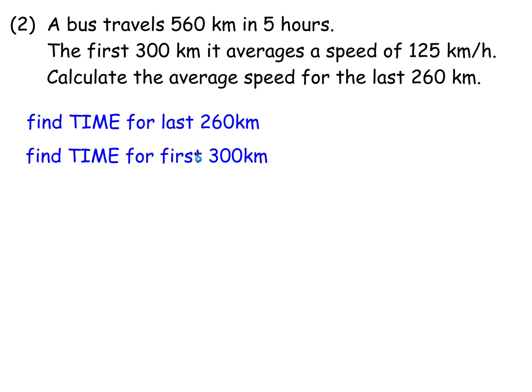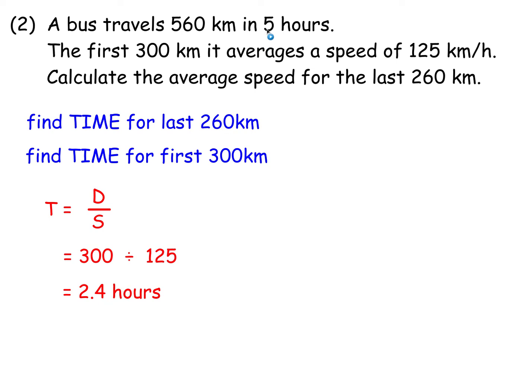And then you work out the last 260 kilometres. So time equals distance divided by speed. 300 kilometres at 125 kilometres an hour will take you 2.4 hours. You don't need to know how many minutes that is. It's 2.4 hours.